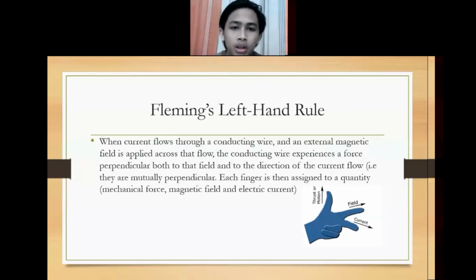According to Fleming left-hand rule, when current flows through a conducting wire and an external magnetic field is applied across that flow, the conducting wire experiences a force perpendicular both to that field and to the direction of the current flow. They are mutually perpendicular. Each finger is then assigned to a quantity: mechanical force, magnetic field, and electric current.